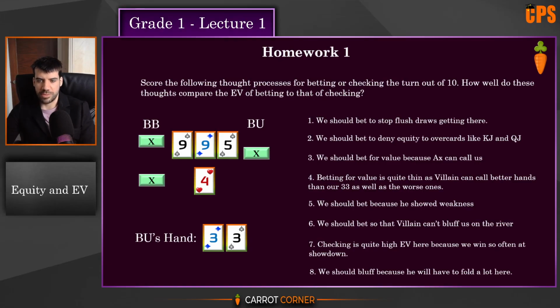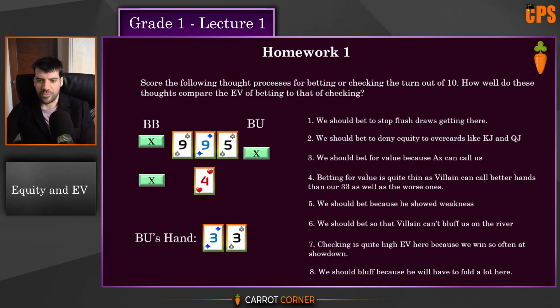We should bet for value because ace-x can call us. This is horrible. Maybe you can bet for value here, but ace-x is not necessarily enough combos on its own to mean that you're a favorite when called. So you need to explore all of villain's calling range, the hands that beat you and the hands that you beat, to see what your equity scores against it.